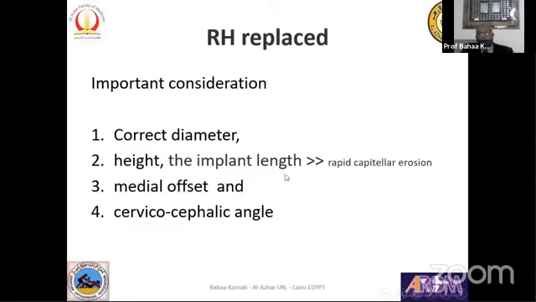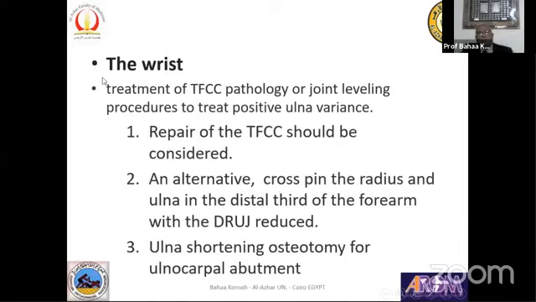This is very difficult. These four items are very important when you are thinking about radial head replacement. As for the rest, the treatment of triangular fibrocartilage complex pathology or joint leveling procedure is to be treated with ulnar variance. Repair of the triangular fibrocartilage complex should be considered. This is very important, and the first step.